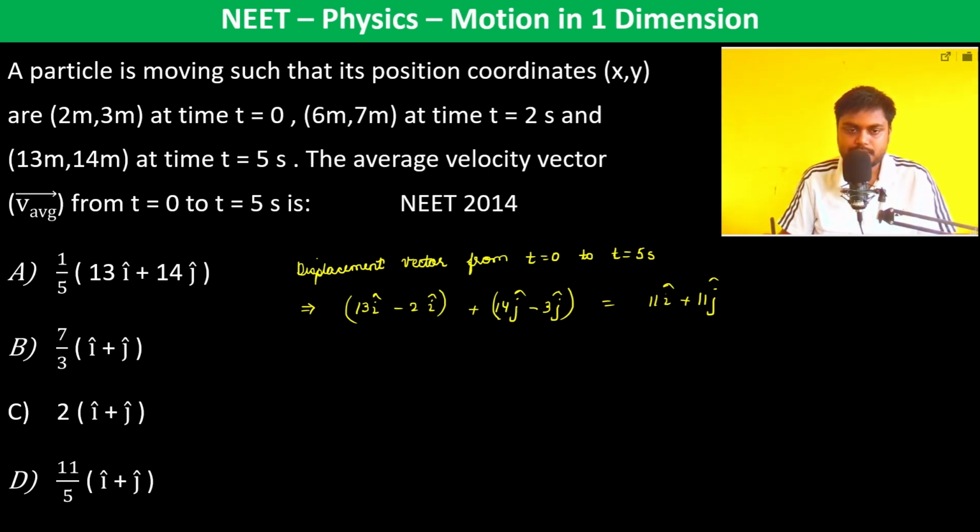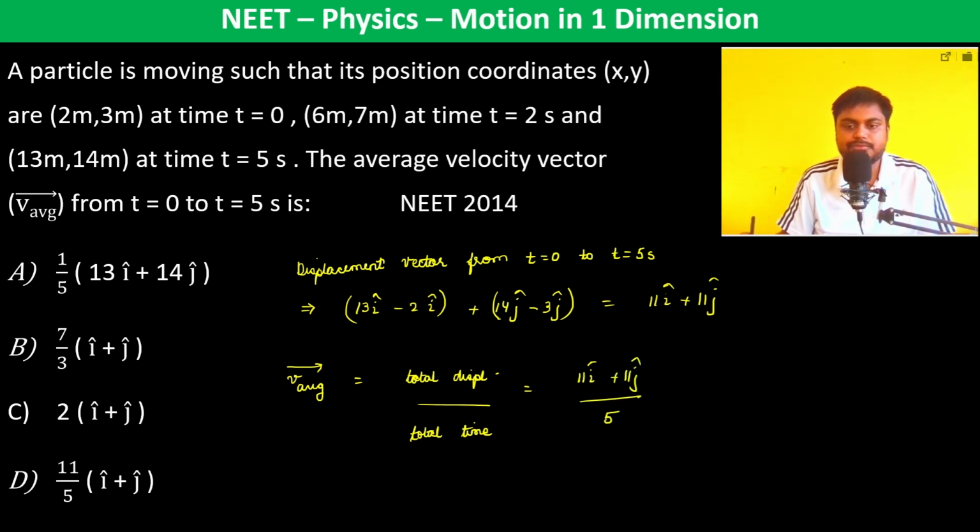So therefore we have the average velocity vector, which is going to be the total displacement divided by the total time taken, which is equal to 11 i cap plus 11 j cap divided by the time taken, 5 seconds. So therefore D option is going to be the answer.